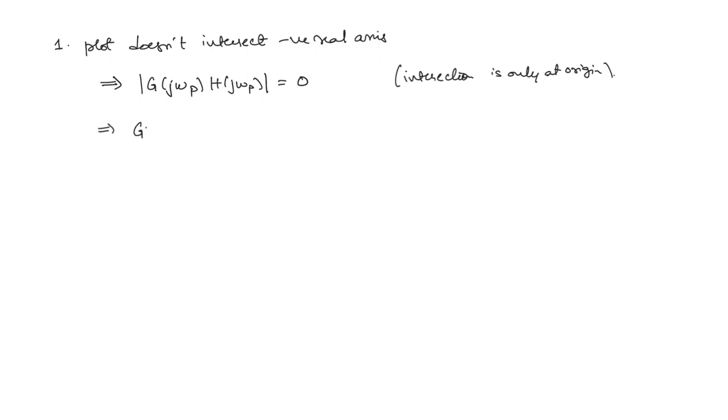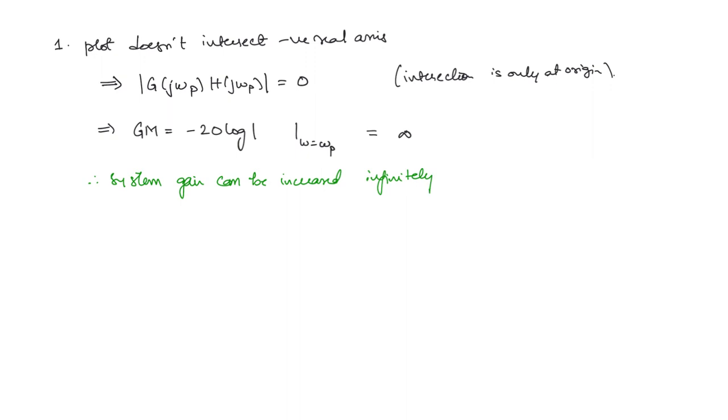So then what will happen to the gain margin? This is equal to minus 20 log the magnitude at the phase crossover frequency. Now we cannot substitute 0 as the magnitude, but it will be some positive value very close to 0, and that will give you approximately infinity. So if the gain margin is infinite, it means the system cannot lose stability even if the gain is increased by an infinite amount. Therefore, system gain can be increased infinitely without losing stability. So this is the first case.